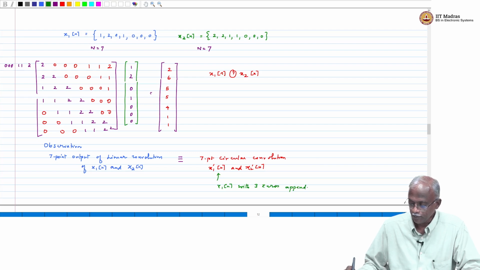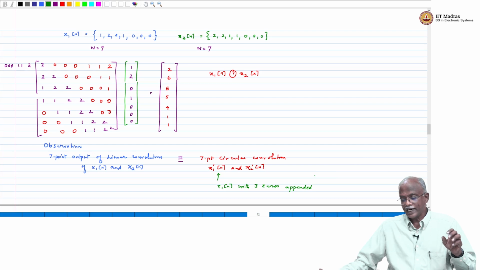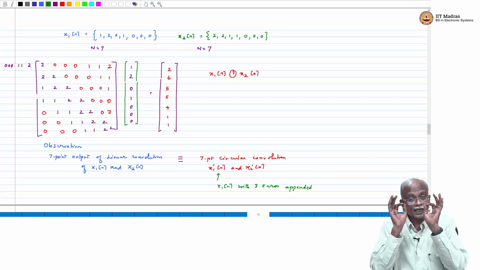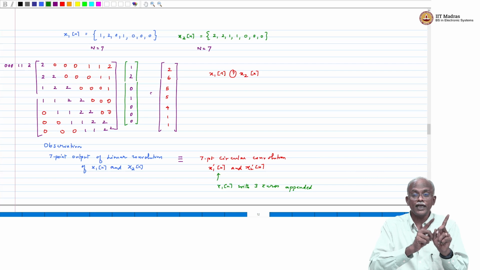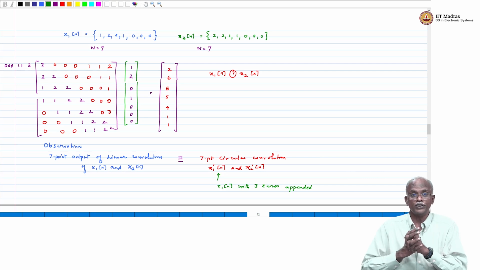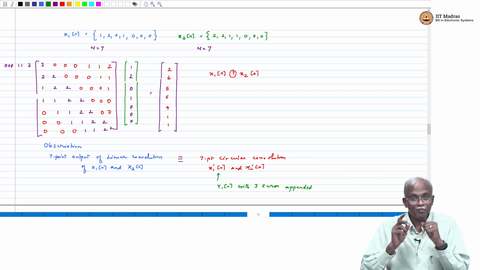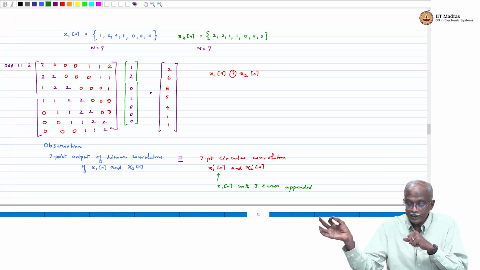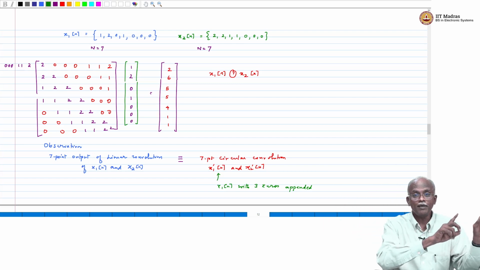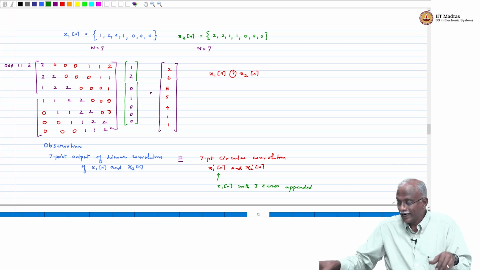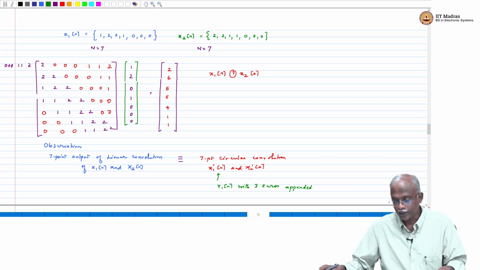Okay, a very important observation. By appending the correct number of zeros, we can actually get the same result as linear convolution. Okay, let me repeat that. By appending zeros and doing circular convolution, we can get the same output as linear convolution. Now, why is this an important result?